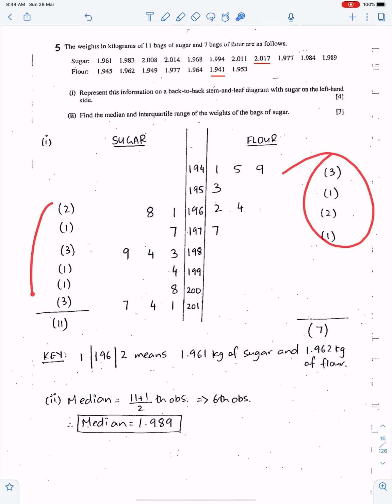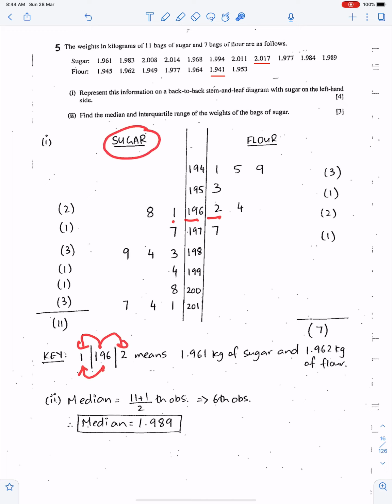Write the total number of observations, and match the total with the given total. And you can write the key. Like if you take these two numbers, you will write this as 1 | 961 | 2, and you will read this as 1.961 kg for a bag of sugar, and this as 1.962 kg for a bag of flour. And you know how to get the median and interquartile range.